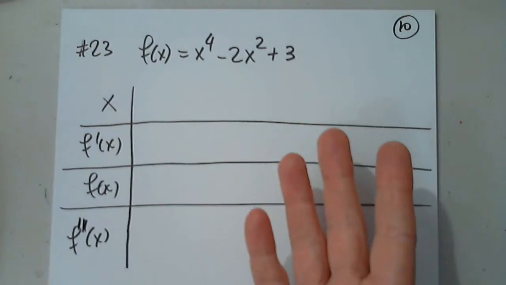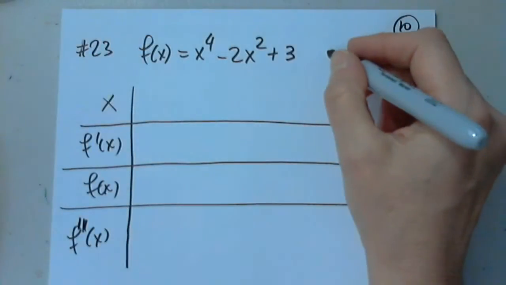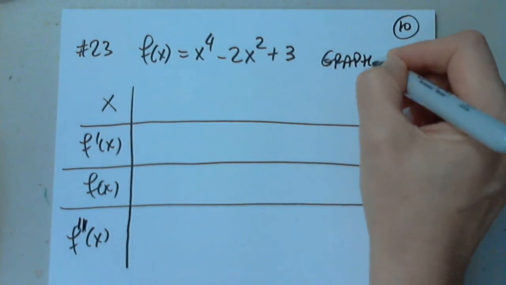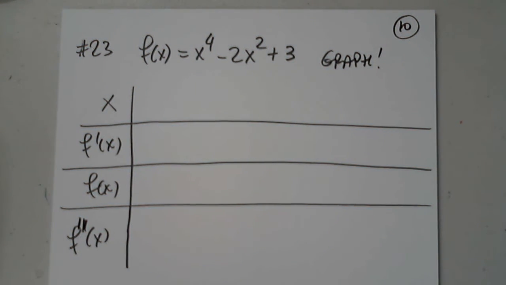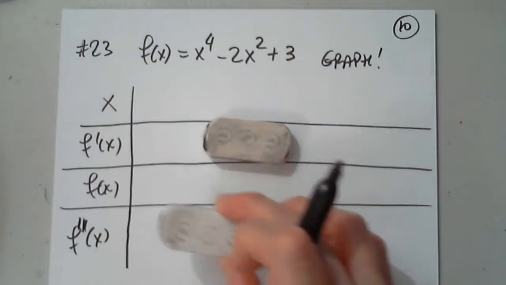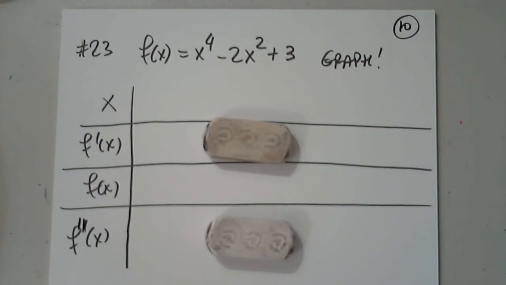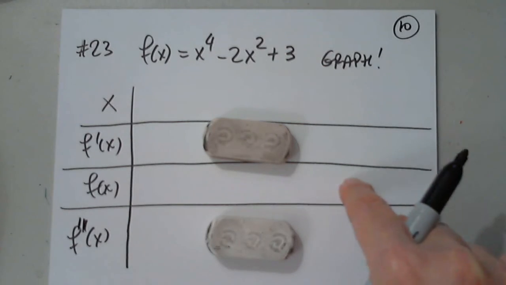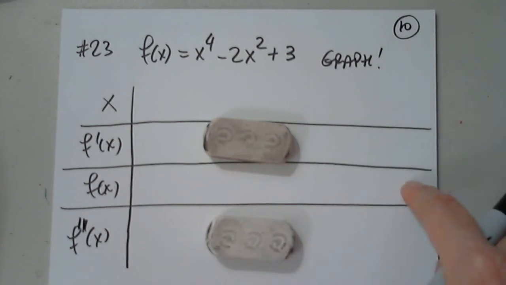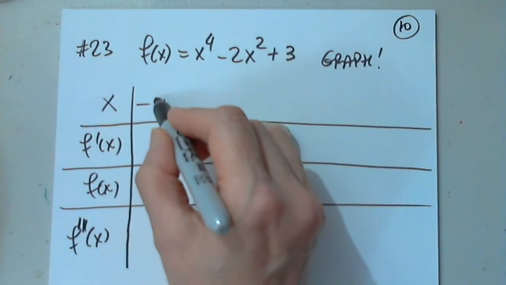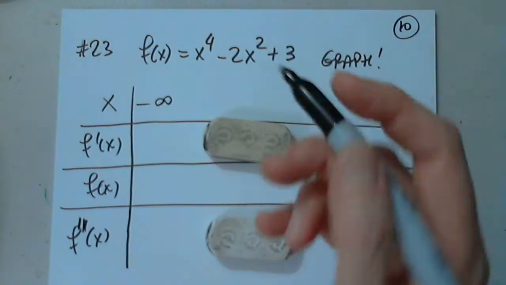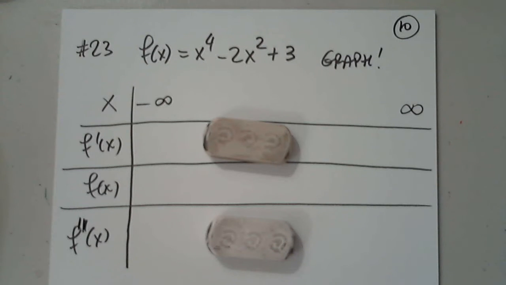So I'm asked to graph this function and find everything. I cannot start with the first derivative. I cannot start, of course, with the second derivative. I have to analyze the function first. And what is the analysis about the function? First, we know the domain is all real numbers because this is a polynomial function.